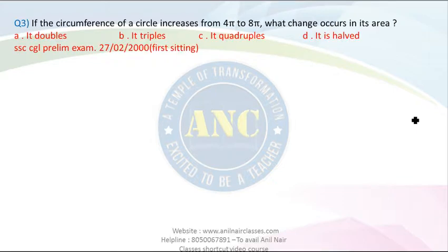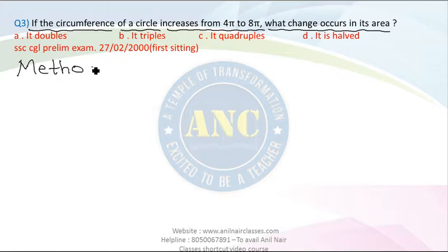Question number 3. Listen carefully, sir. Question number 3. Now, can I say that if the circumference of a circle increases from 4 pi to 8 pi, what change occurs in its area? If the circumference of a circle increases from 4 pi to 8 pi, what change occurs in its area? Now see here, sir. Again, I will solve it by two methods, method 1 and method 2. I will not apply method 3 in this case.